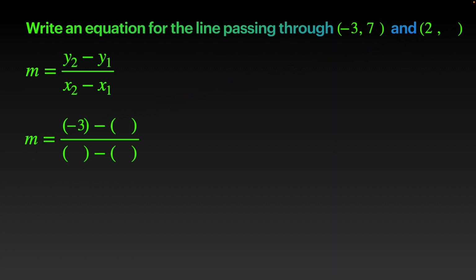So -3 goes here, 7 here, 2 in the denominator, and -3 also in the denominator. So in the numerator, -3 minus 7 is -10. In the denominator, here we have minus -3, which means plus 3. So 2 plus 3 is 5. -10 divided by 5 is -2. So we know that our slope is -2.